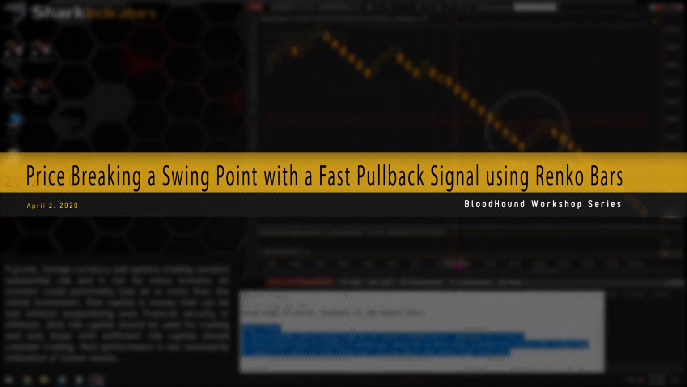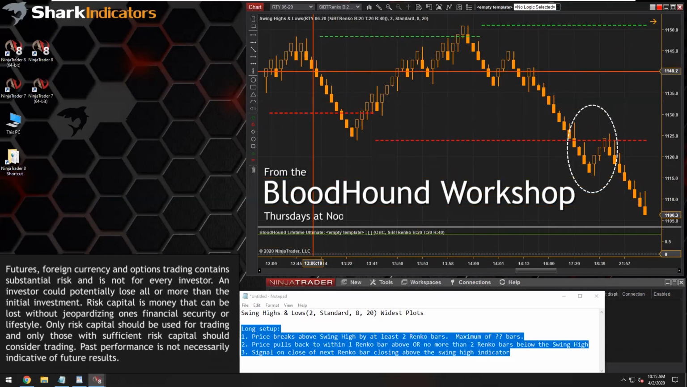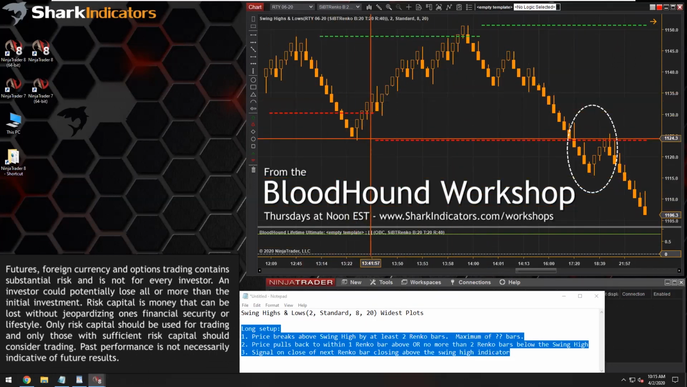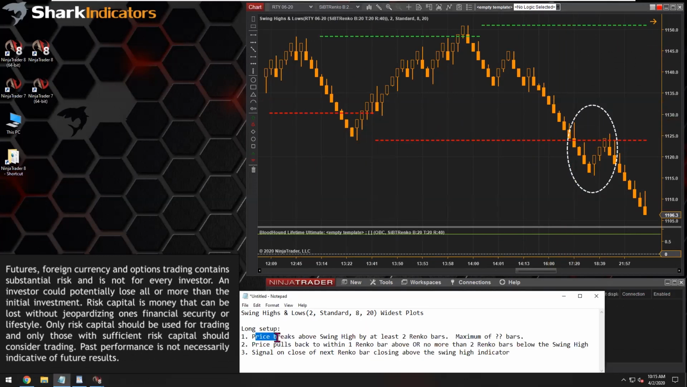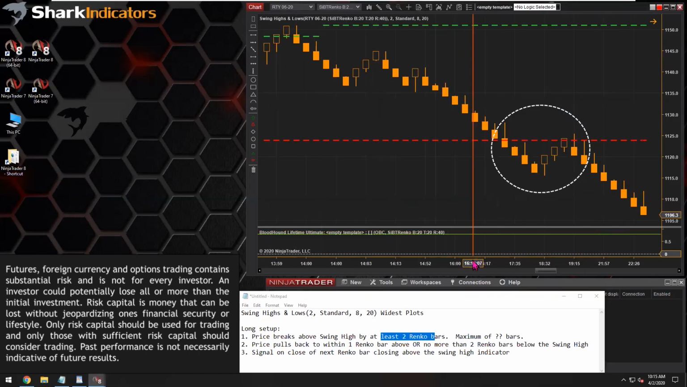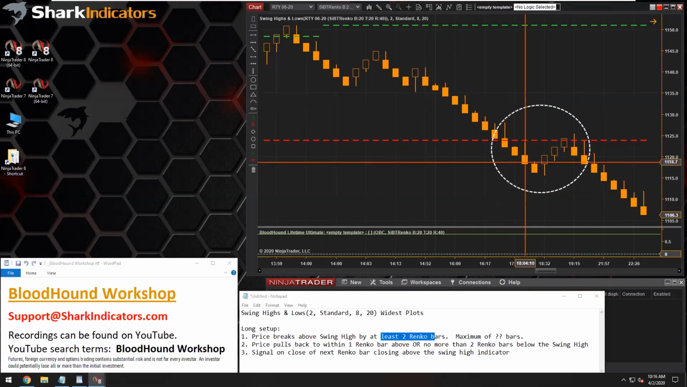We're looking for price to break the previous swing point. So we had a prior swing low, right? And then we're waiting for price to break it. So rule number one, this price needs to break. And remember, this is written for a long setup, so we're going to reverse everything for this short setup. Price needs to break the swing point by at least 2 Renko bars. So there we got 1, and that's 2, and this one actually breaks it by 3 and 4 Renko bars.